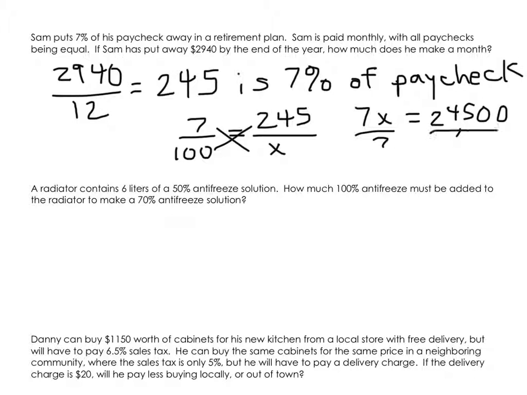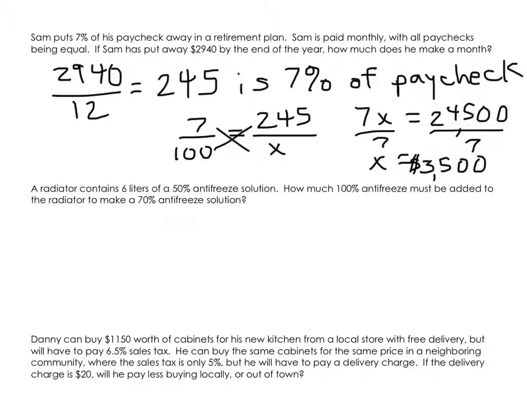Let's divide by 7. And we get x equals 24,500 divided by 7, $3,500. That's how much he's making a month.